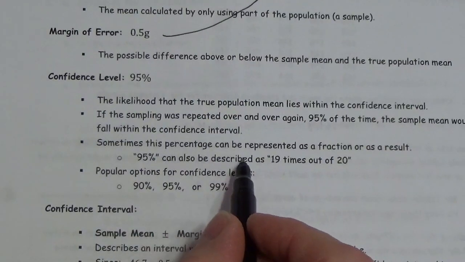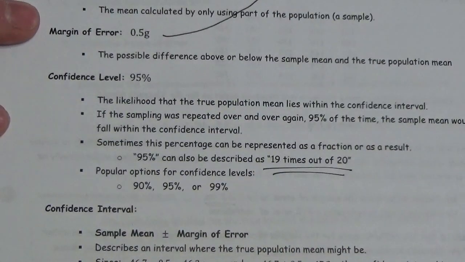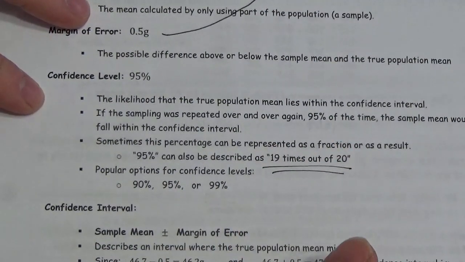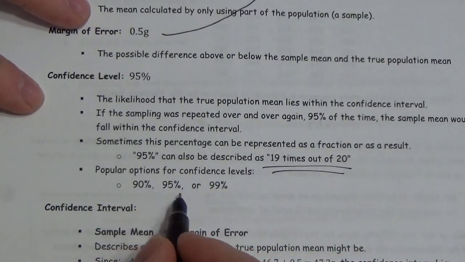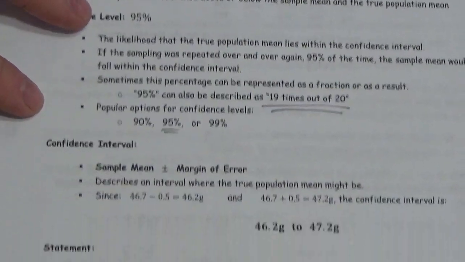So sometimes this percentage can be represented as a fraction, and this is where you heard me say this a little bit earlier, 19 times out of 20. When you hear that stated on a political poll, that's what they mean. They're 95% sure that the result that they get is around this particular area. Other confidence intervals that you'll get will be 90%, even 99%, but 95 is quite common.